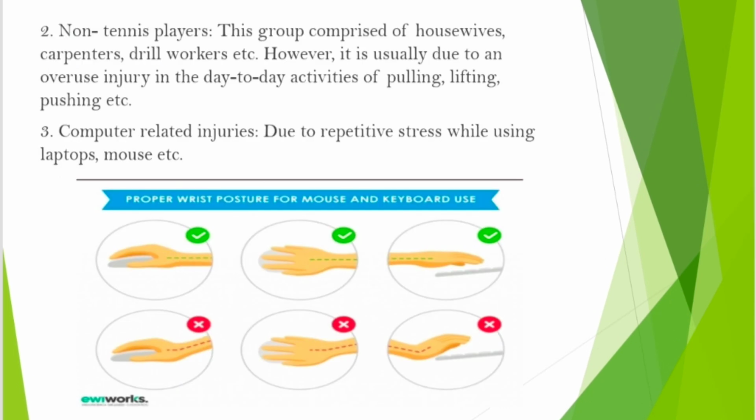Non-tennis players: this group comprises housewives, carpenters, drill workers, etc. However, it is usually due to an overuse injury in day-to-day activities of pulling, lifting, pushing, etc. Computer-related injuries occur due to repetitive stress while using laptops, mouse, etc. So here is the picture of proper ergonomics. Our wrist joint should not be in an extended or flexed position while using laptops, mouse, and also our hand should not be radially deviated or ulnar deviated.